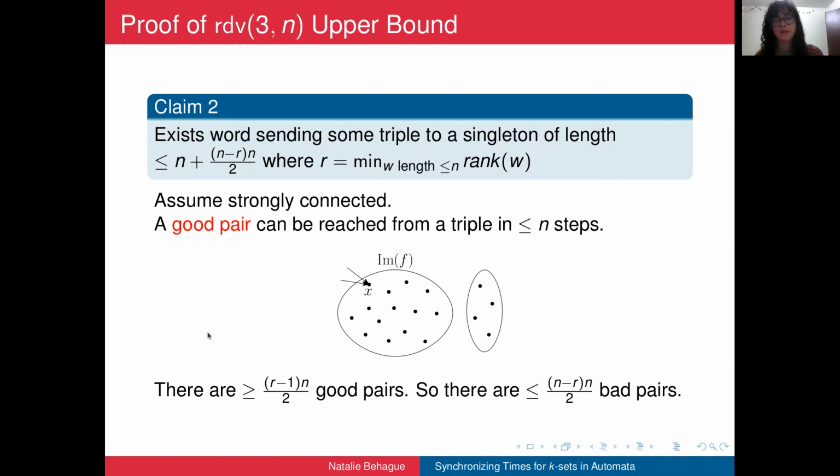And now we finish it off. Pick the good pair with the shortest path to a singleton. Worst case scenario, it might have to pass through every single bad pair before we can reach a singleton. So worst case scenario, the minimum word that sends that good pair to a singleton might have length (n minus r) times n over 2. So we put that together: we have some word that sends a triple to that good pair in at most n steps, and then some other word that sends that good pair to a singleton in at most (n minus r) times n over 2 steps. And that's where this bound comes from. Just sum those two things.